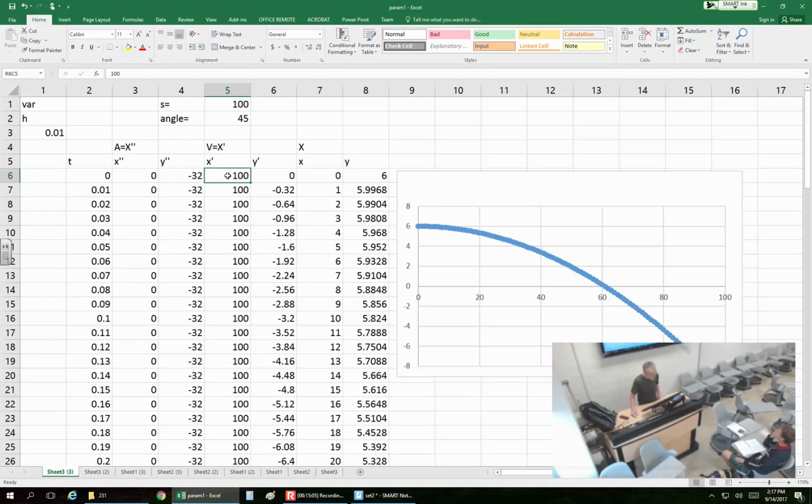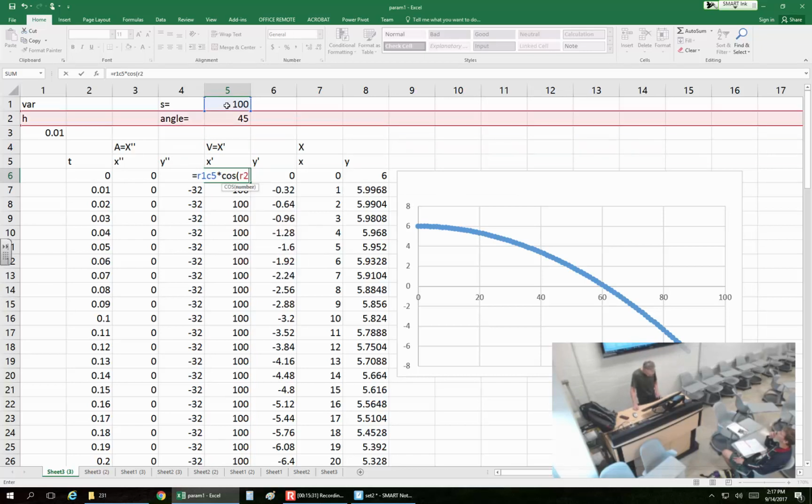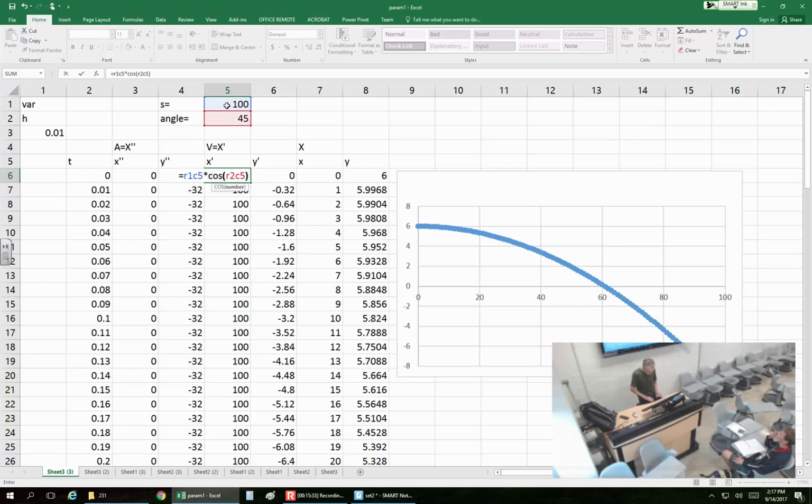So I put here this value, which is R1C5, multiplied by cosine of my angle, which is R2C5. Okay?